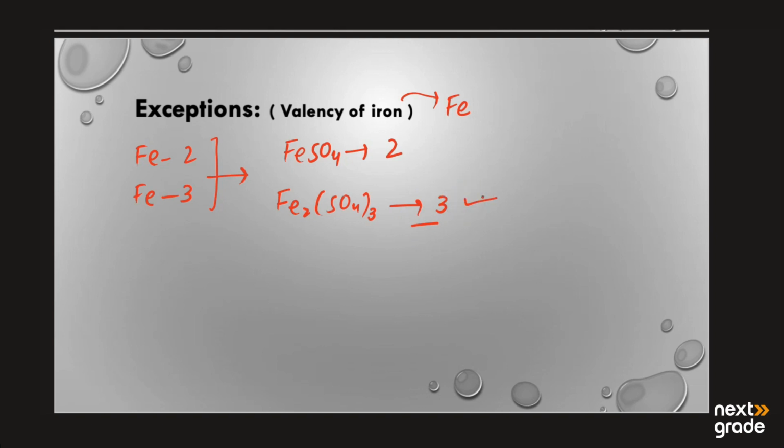So mainly, if it has the lower valency, it is named ferrous, and if it has the higher valency, it is known as ferric. So this is the exception in the valency of iron.